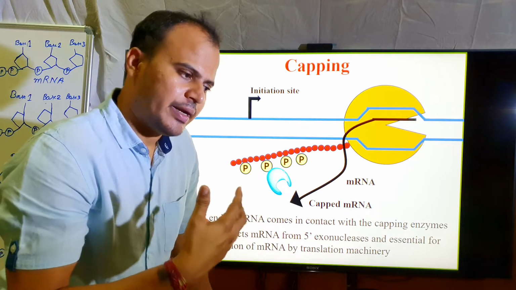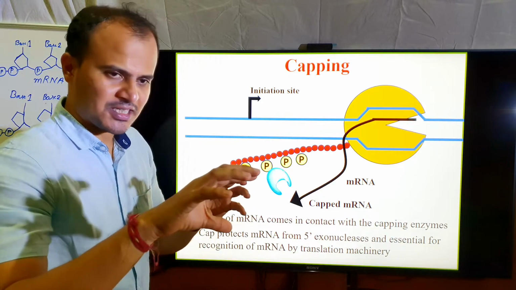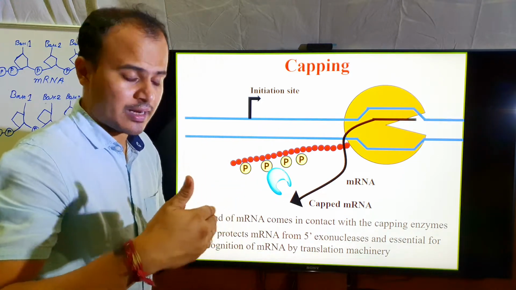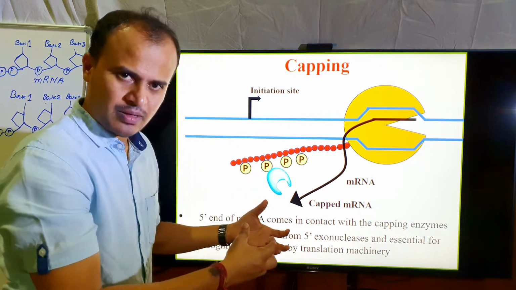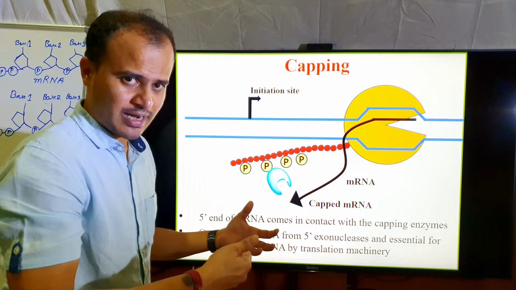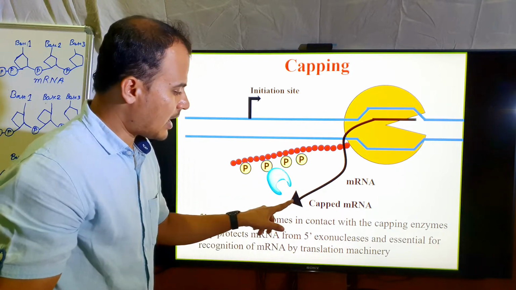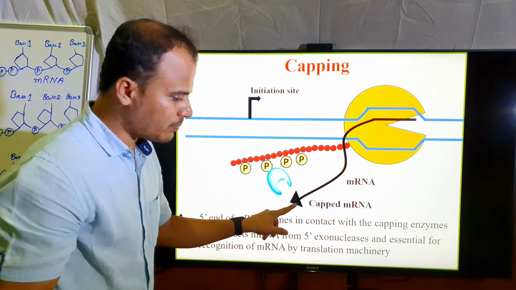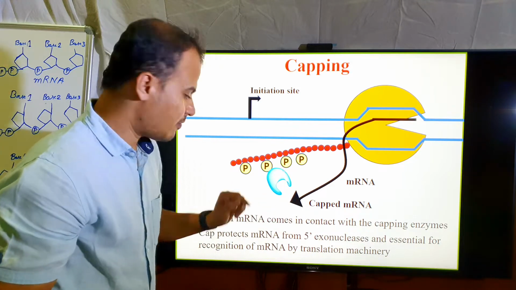So you have to imagine a condition that as soon as the transcription is initiated, maybe when the length of the RNA reaches 10 to 15 nucleotides, the RNA comes in contact with the capping enzyme, where the RNA is immediately added with the cap at the 5' end.